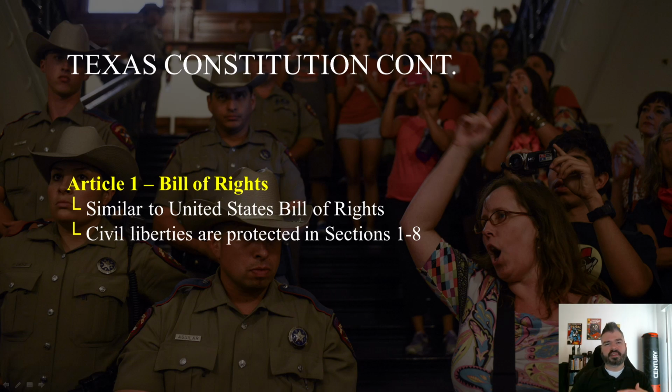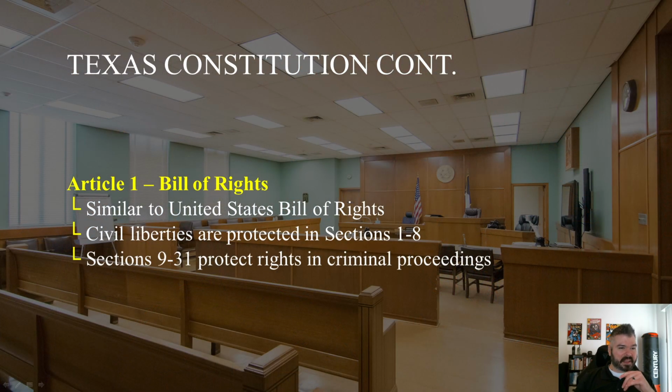But in general, these civil liberties, this is establishing what the government cannot do. They cannot infringe it. Okay, and that's what we're talking about here. Even though what we've seen in the past is that while we do have these civil liberties, they can be modified based upon circumstance. Right? Anyways, I'm digressing. Sections 9 through 31 protect rights in criminal proceedings.